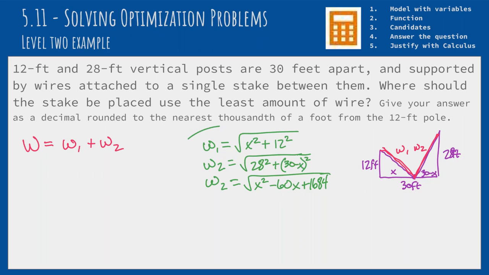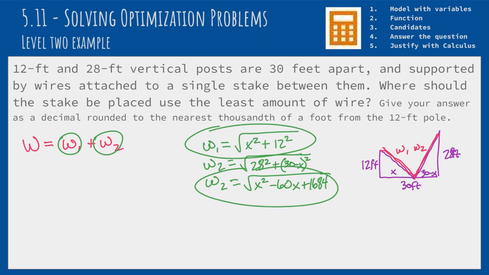So plugging this and this for this and this, now I'm going to be able to write that equation for the total length of the wire in terms of just a single variable x. And actually, let me back up here real quick. Since I have a variable x here, I want to make sure I know what kinds of values to expect. I know x really could be 0, so we could put the stake right here at the base of the 12-foot pole. So x is going to be somewhere in the range from 0 to, if we put the stake all the way over here, 30.